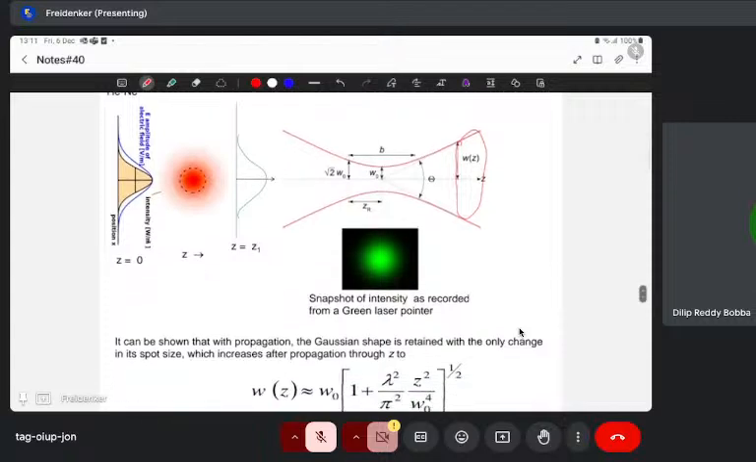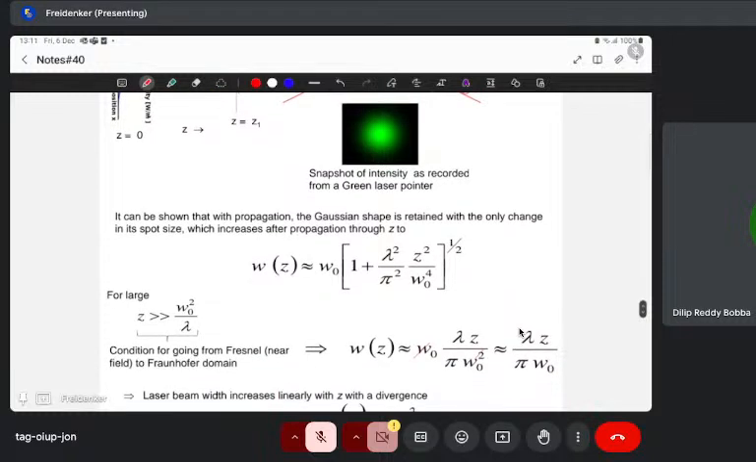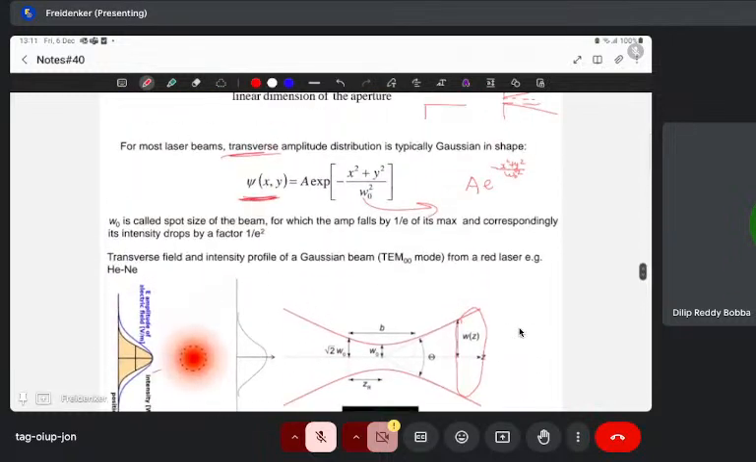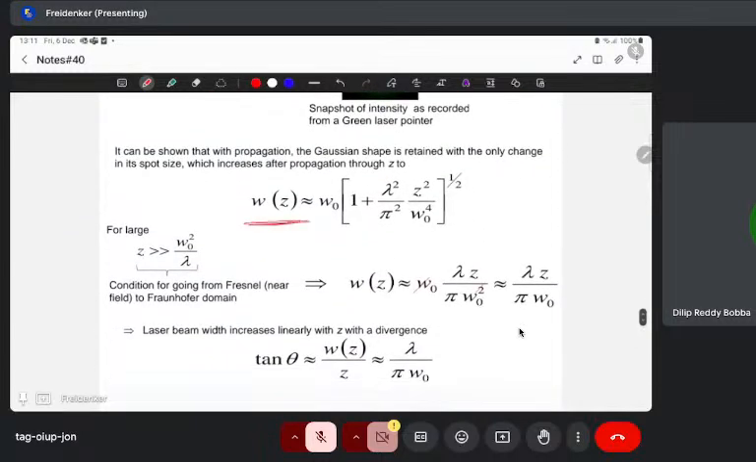Fine. Are there any calculations on this? Apart from this, I don't see how you use that. Okay, so spot size as a function of z. If z increases, this will also increase. So the further you go away, the larger the spot size becomes.